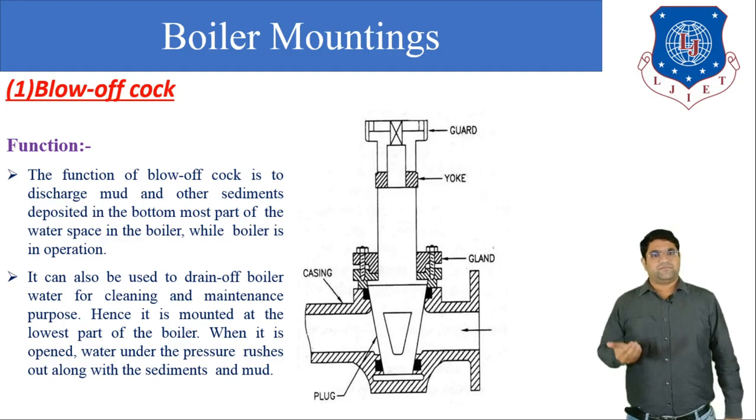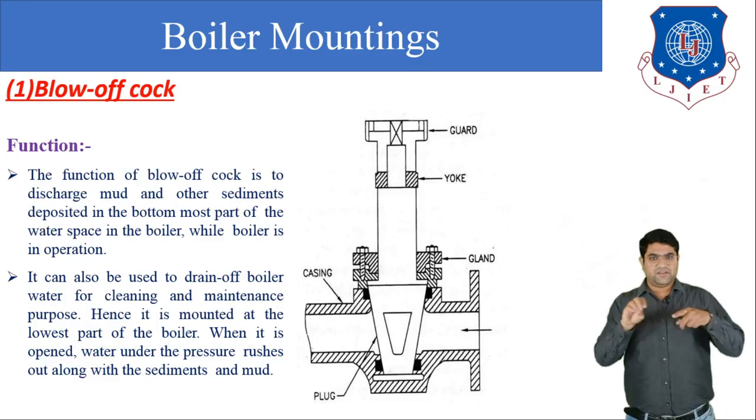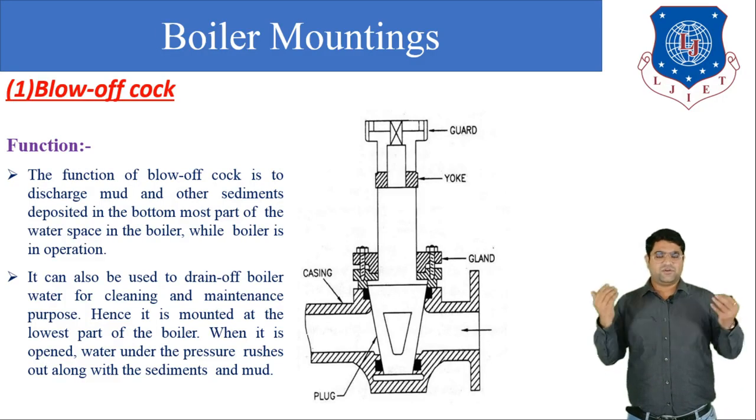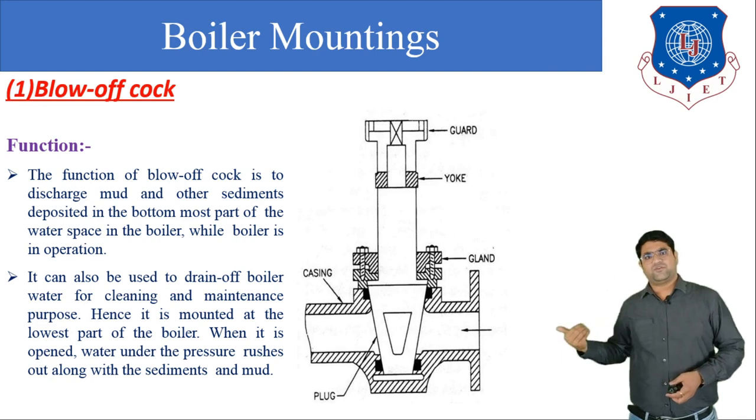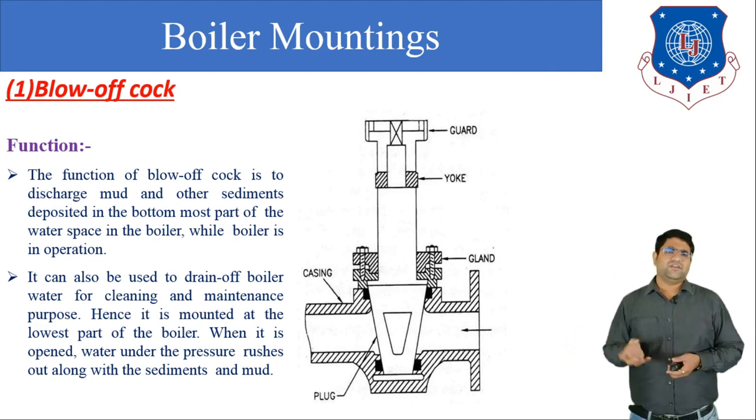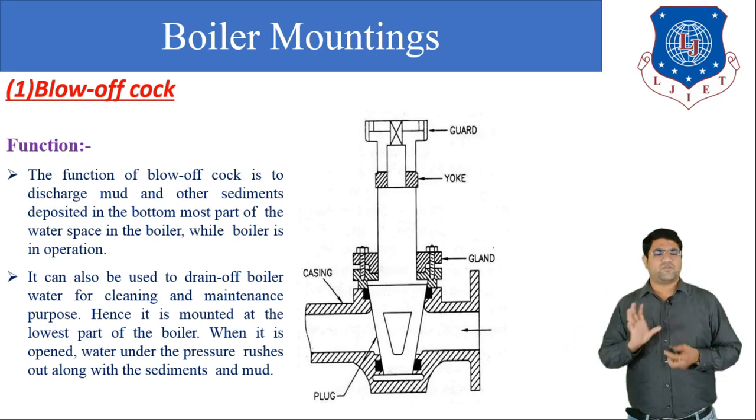Now whenever we want to remove the mud and impurities from the boiler, we have to rotate this guard. Whenever we rotate this guard or this column, the whole of the plug will be in line with the whole of the shaft. Ultimately, the mud and impurities from the boiler will go outward to the atmosphere. So this is how simply the blow off cock works.